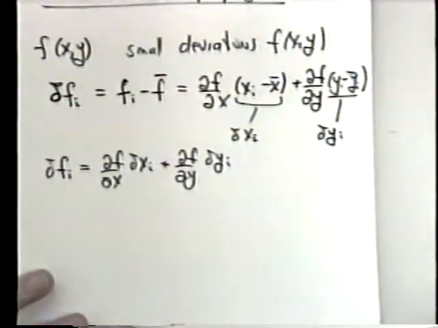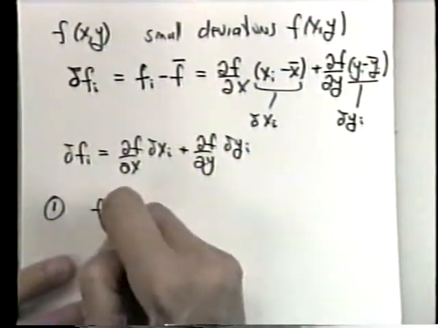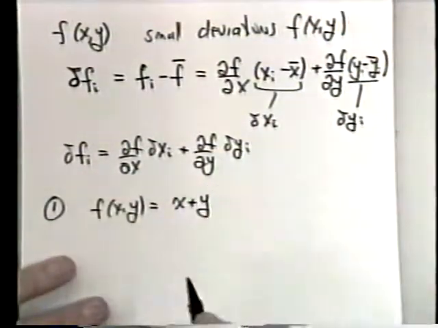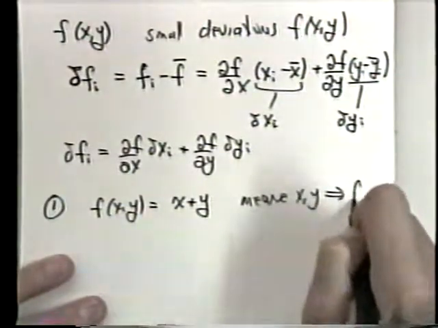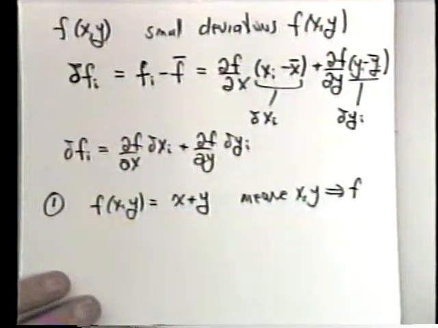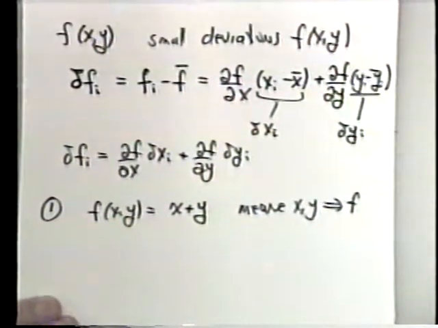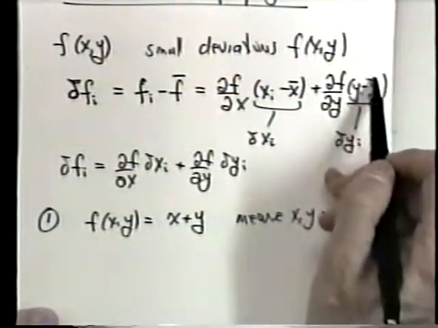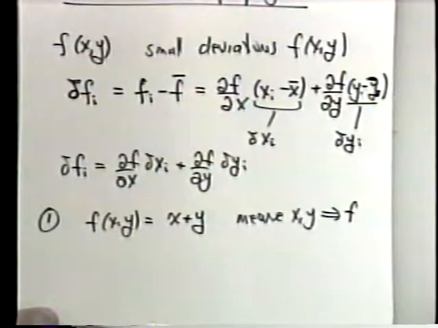So now, let's say for the first example, I have a function f of x, y, which is equal to x plus y. And let's say I want to measure x and y, and from that compute the function f. Y minus y bar, which is the y. Didn't you put an i there? No, we can kill that i. Okay, it's gone. Okay, good. Sorry.